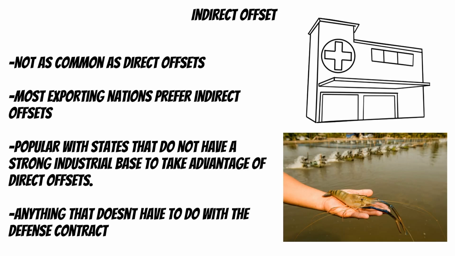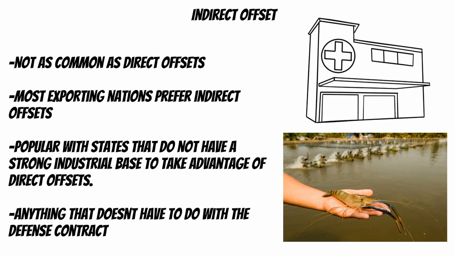Let's say you're buying a whole bunch of planes from me and you look at me and ask for an indirect offset and you go, hey, I really need a hospital. Can you help me build a hospital? And I say, okay, yeah, sure. Well, if I help you build a hospital, then we're also going to take off some of the money that you're going to owe me. Part of the reason for that is because a hospital is going to hire people within their own country and offset some type of economic cost in some way for the importing nation.